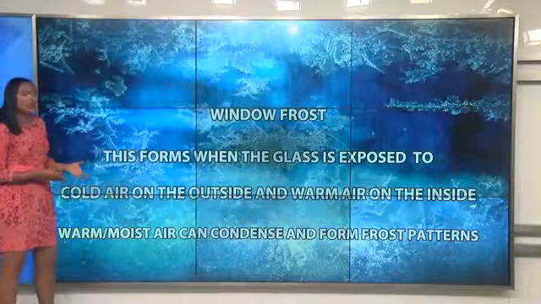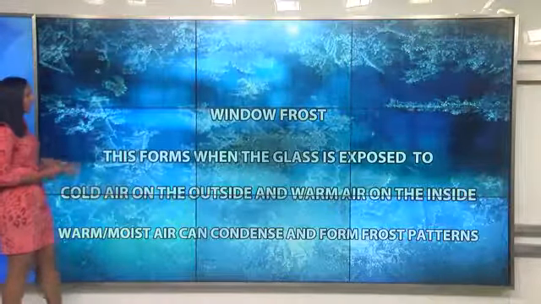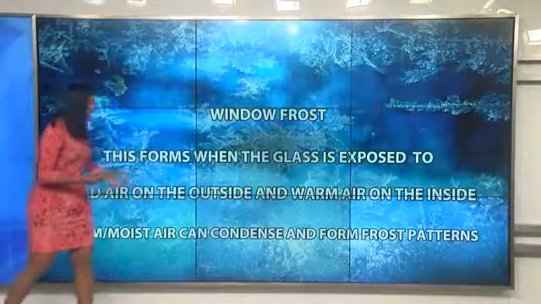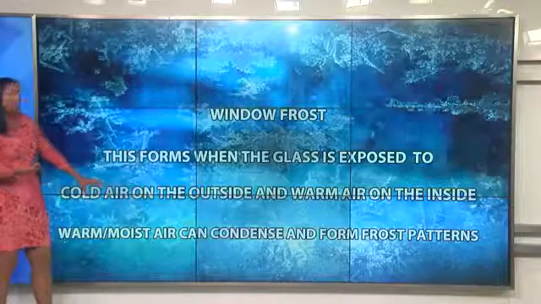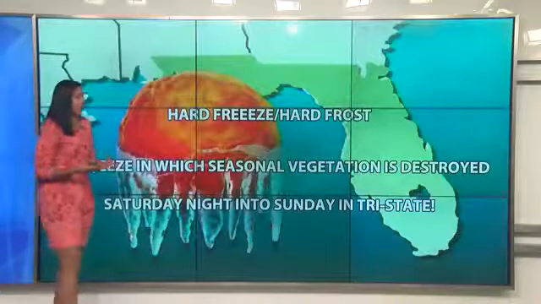Window frost, you'll see that in the wintertime. This forms when the glass is exposed to cold air on the outside and warm air on the inside. The warm, moist air condenses and it forms the frost pattern. So that's how you get that.